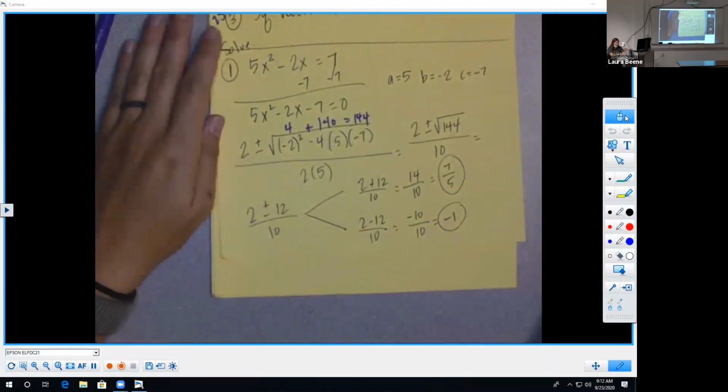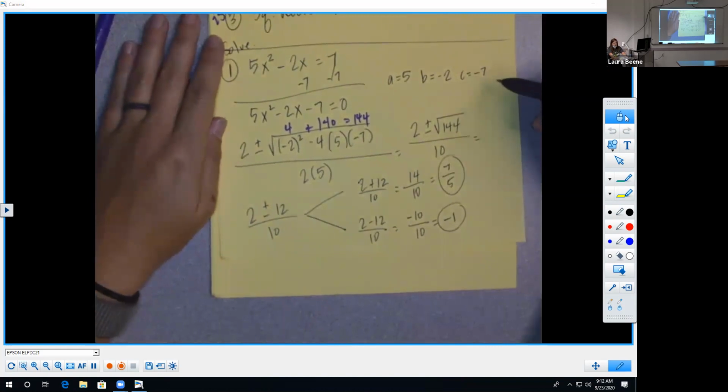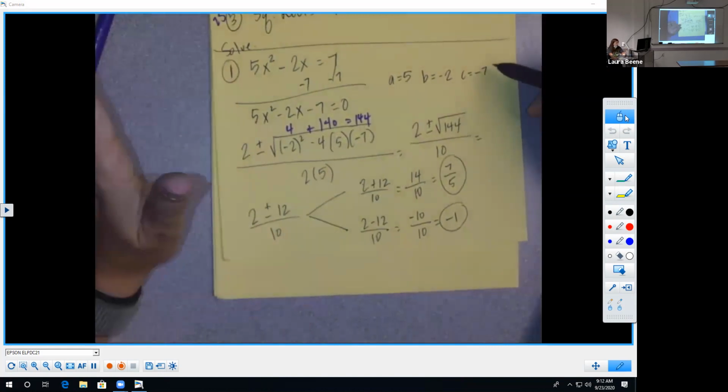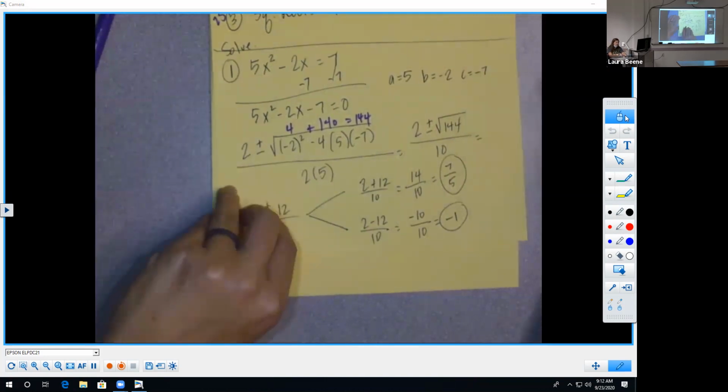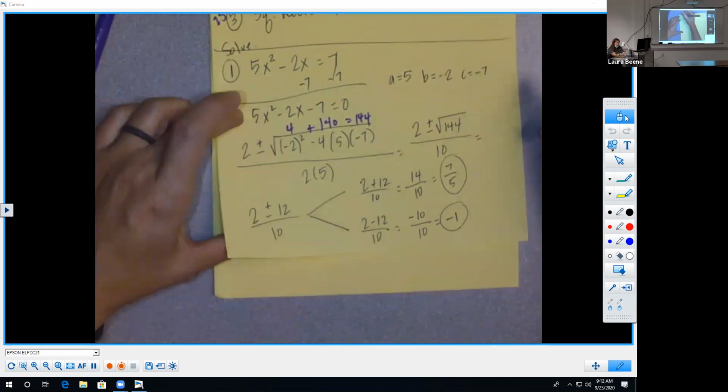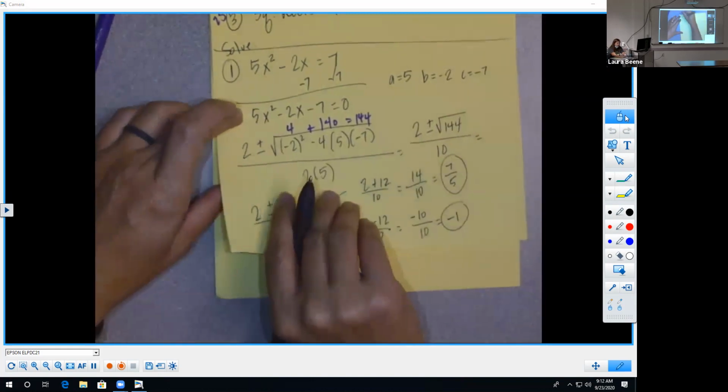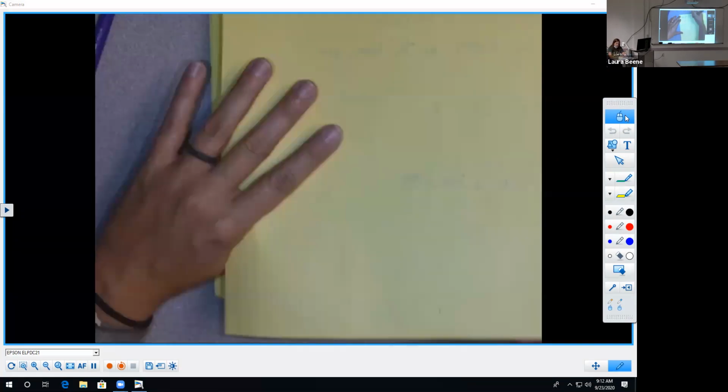Okay, I'm going to do that same problem. I'm going to go ahead and factor it just to go over factoring because it's been a few days since we've done a factoring problem. So I'm going to take the same problem and factor it. 5x squared minus 2x minus 7 equals 0.